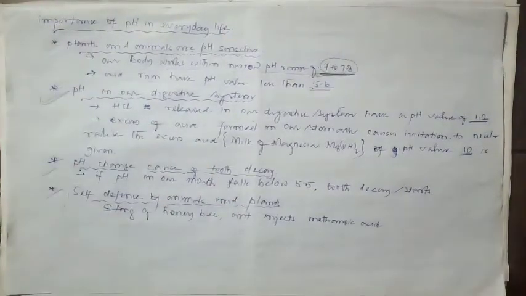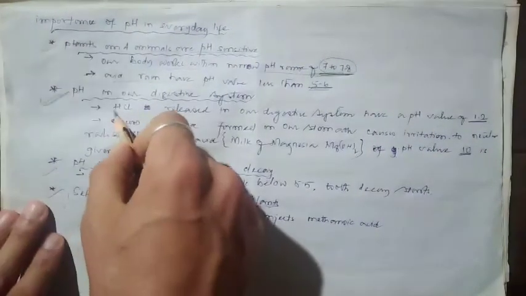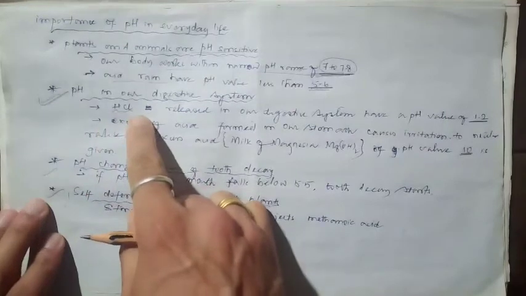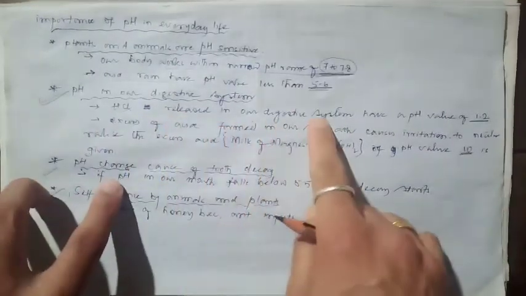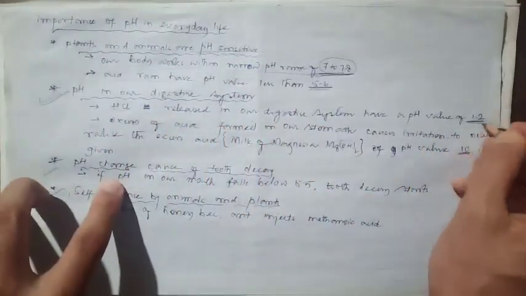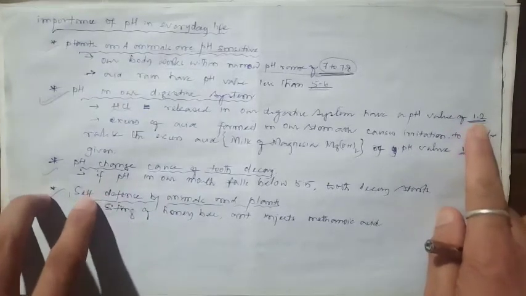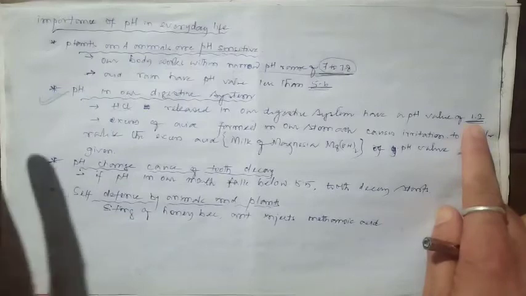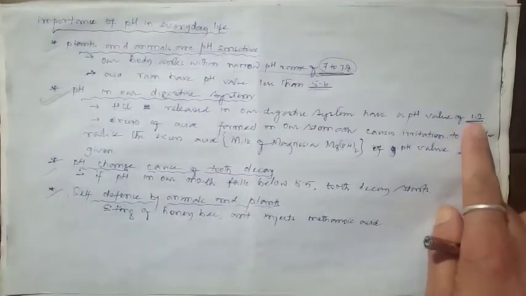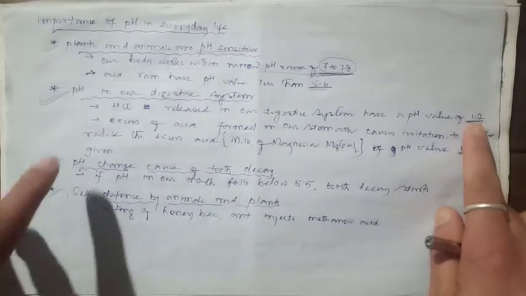Now next point, students, pH in our digestive system. As I mentioned a while ago, our digestive system releases acid. So H plus, when HCl, hydrochloric acid, released in the digestive system has a pH value of 1.2. Now students, you can understand the pH value is so low. The pH value of HCl is so low, and a low pH value means highly acidic. So this acid is a very strong acid.